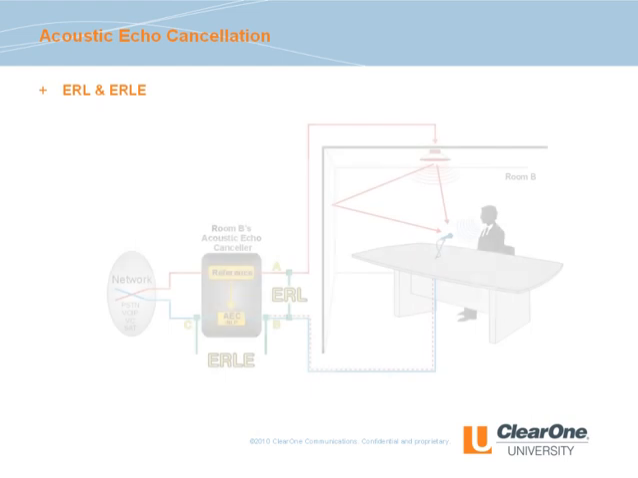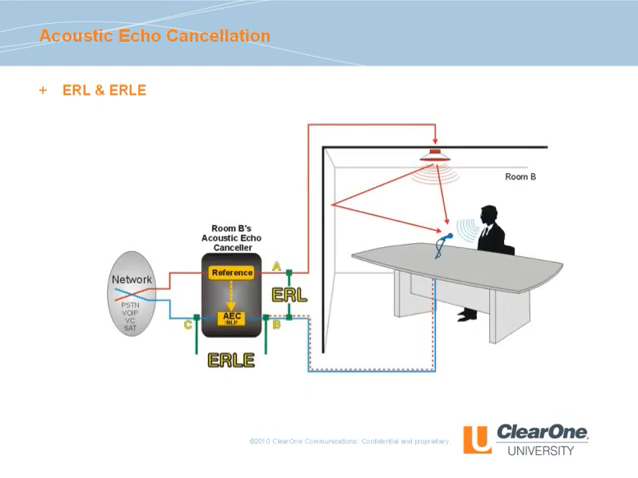The last component of the acoustic echo cancellation process is the conference environment itself. Room acoustics, microphone and speaker placement, and microphone pickup patterns all affect the amount of audio from the loudspeaker that will get picked up by the microphone. In other words, how much echo is picked up by the microphone.